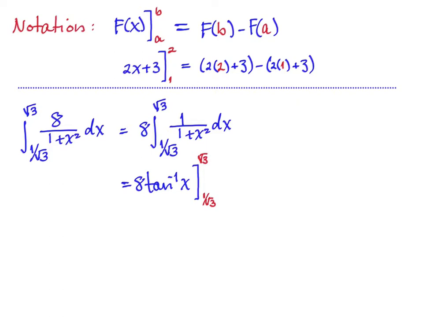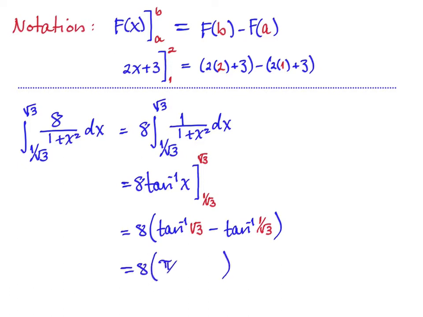So now we can plug in our values. So it's 8 times the inverse tangent of the square root of 3 minus the inverse tangent of 1 over square root of 3. And now we have to remember our trig values. So this is 8 times pi over 3 minus pi over 6. And when I simplify that, I get 4 pi over 3.